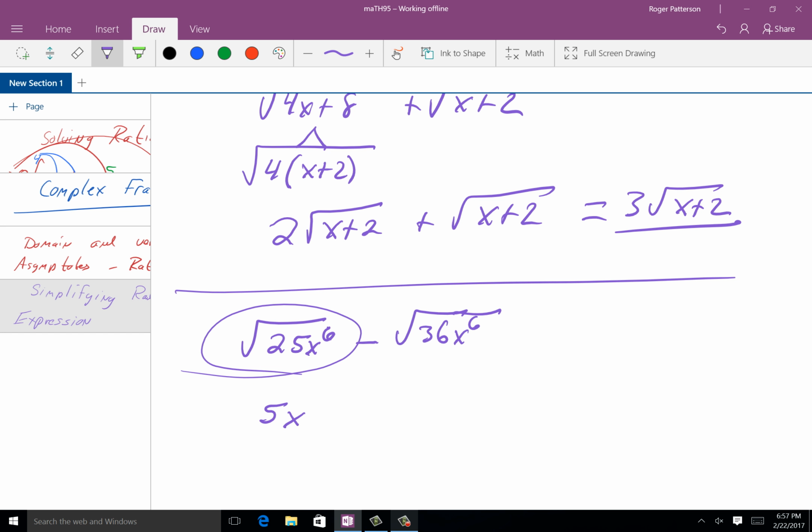5x to the 3rd, right? Remember, that's a 2, correct? 2 goes in the 6 3 times with none remaining, right? None remaining. Okay, what about this one? Square root of 36x to the 6th. 6x to the 3rd. Oh, now we can figure this one out. 5x to the 3rd minus 6x to the 3rd. Negative x to the 3rd.